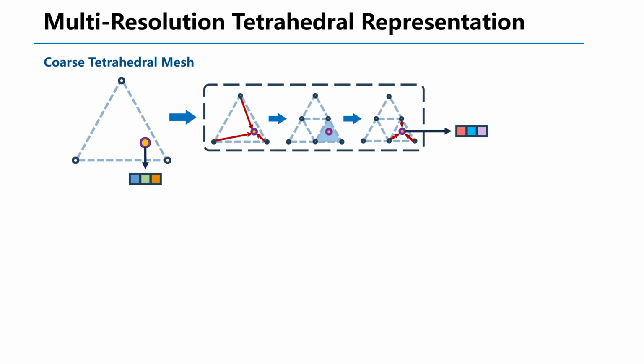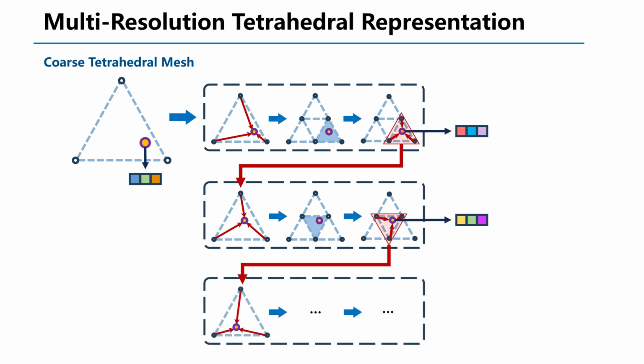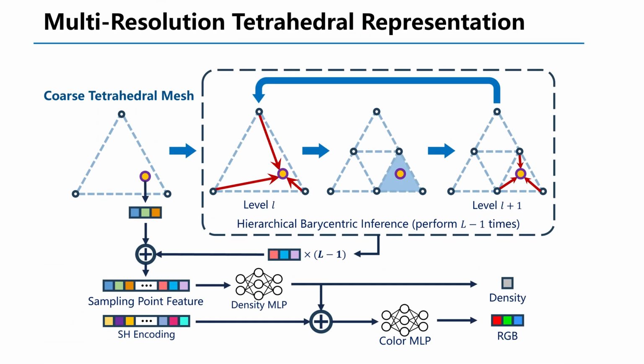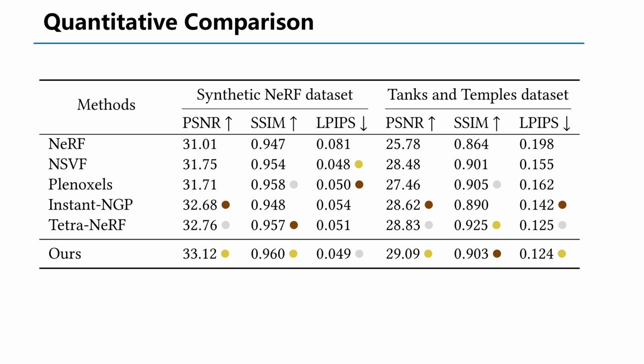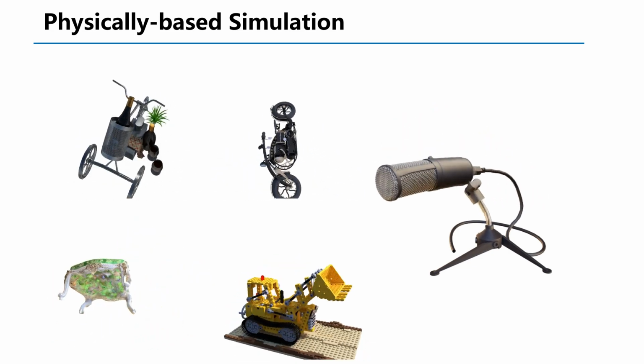After the vertex identification and barycentric calculations process, we successfully extract the features of the sampling point at the given level. By iteratively employing hierarchical barycentric inference coupled with barycentric interpolation, we are able to obtain features across all hierarchical levels. Subsequently, these features, derived from different levels of the tetrahedral mesh, are concatenated to form a comprehensive feature vector for the sample point. We quantitatively compared various state-of-the-art methods on the synthetic NeRF dataset and the Tanks and Temples dataset. To further demonstrate our method's capabilities, we have prepared several demonstrative experiments.